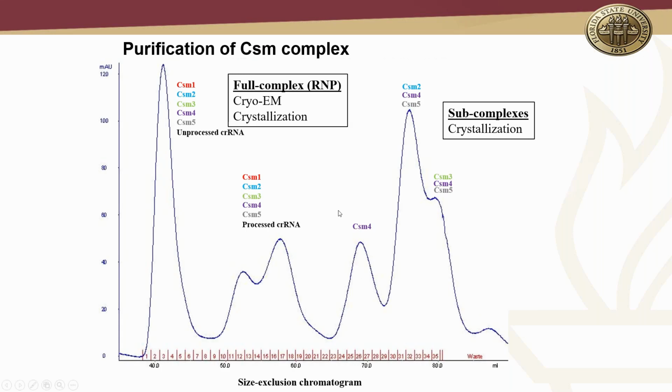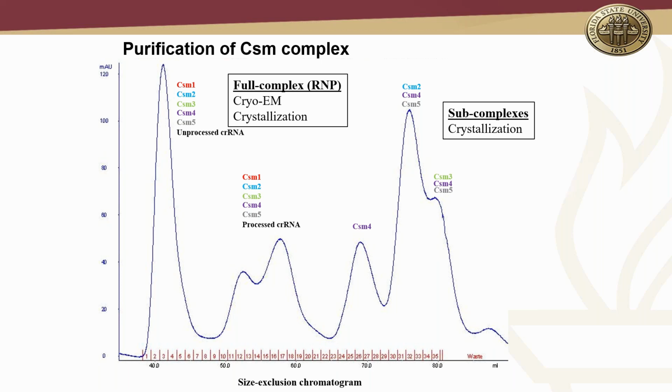In this slide, I'm showing one of the size exclusion chromatograms of the formation of the CRISPR-Cas complex in vitro. Specifically, the type 3 CRISPR-Cas system is composed of 5 protein subunits and 1 CRISPR RNA, which acts as an effector complex of unknown stoichiometry of individual subunits. Here, the individual subunits and the CRISPR RNA are expressed and purified separately. And as you can see, the complex is formed on a size exclusion column.